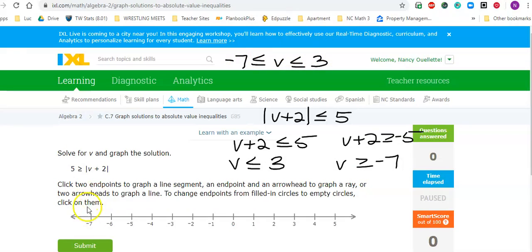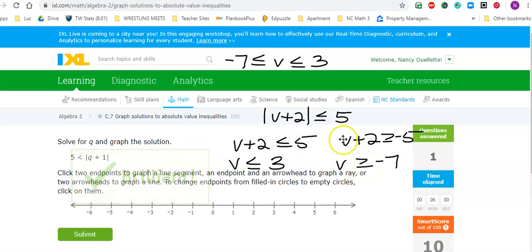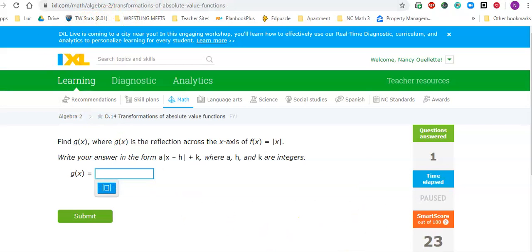So then when I want to graph that, negative 7 is included. 3 is included, so I would just make this go up to 3. And if you want to change these from closed circles to open circles, you just click them more than once. Let's see if we got it right. Okay. All right. And then your last section is transformations.